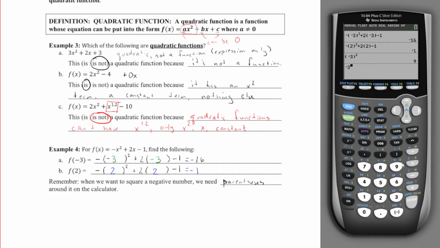But if I say negative 3 squared like this, right, that says take 3, square it, and then make the result negative. So if you are just always in the habit of putting the argument of a function in parentheses on your calculator, you'll never mess this up. Otherwise, remember, if you want to take a power of a negative number, that negative number has to be in parentheses.